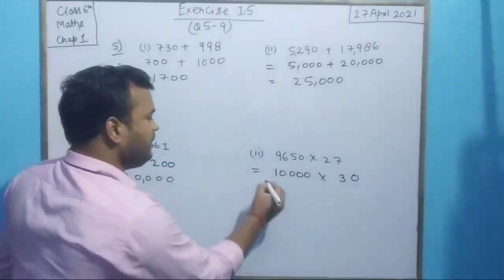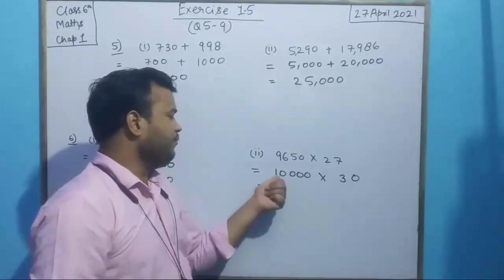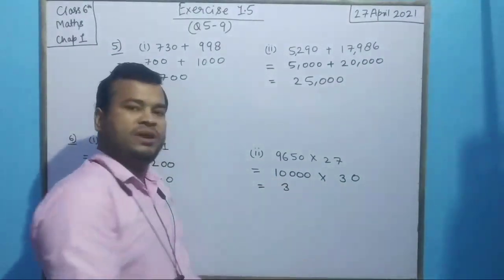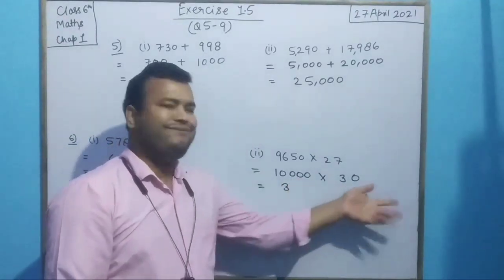Now how to multiply it? This is 3, this is 1. 3 into 1 is 3. How many zeros? 1, 2, 3, 4 and 5.